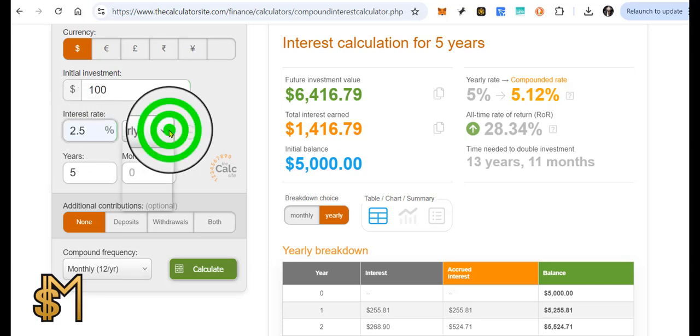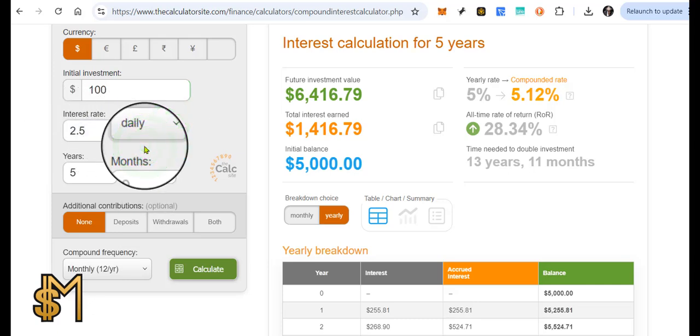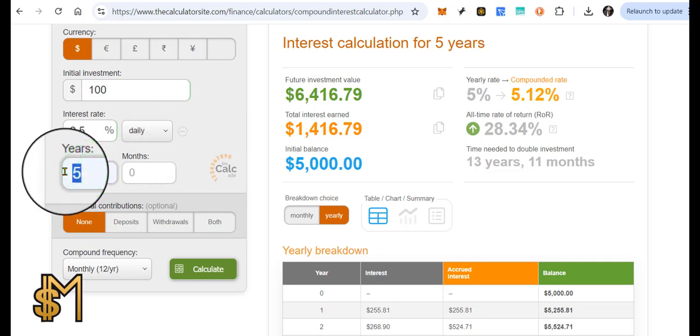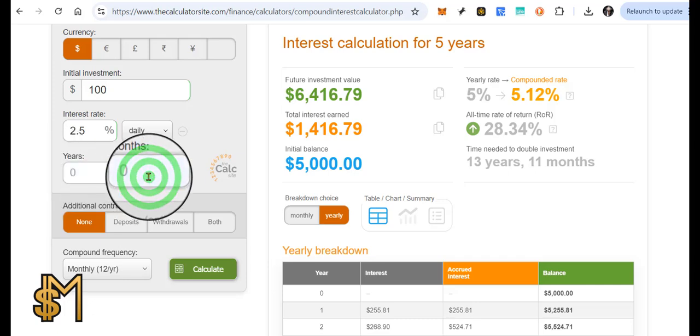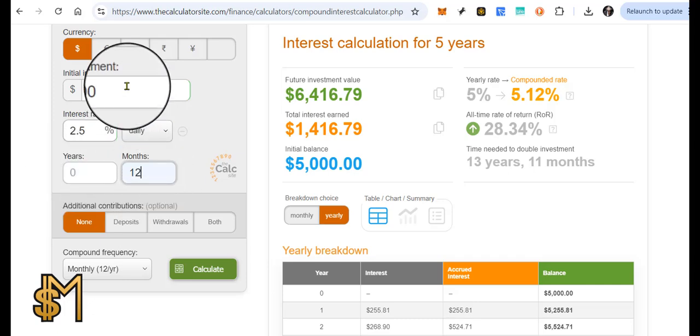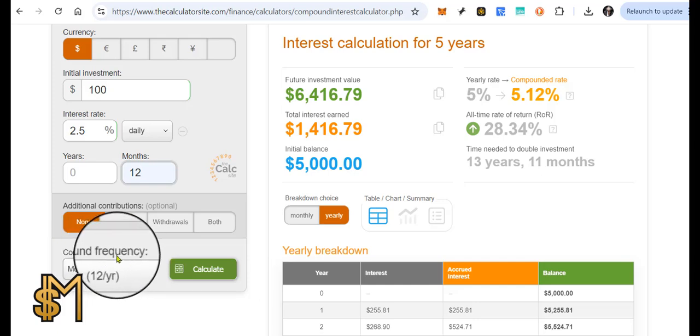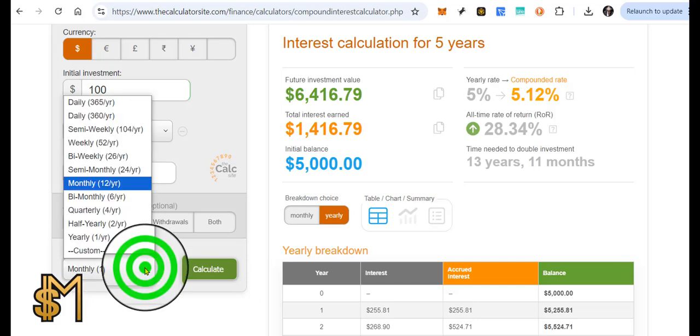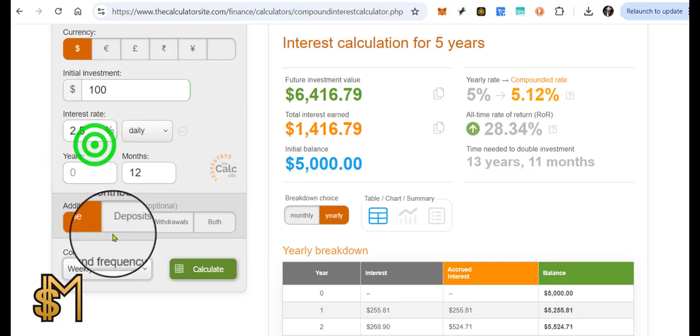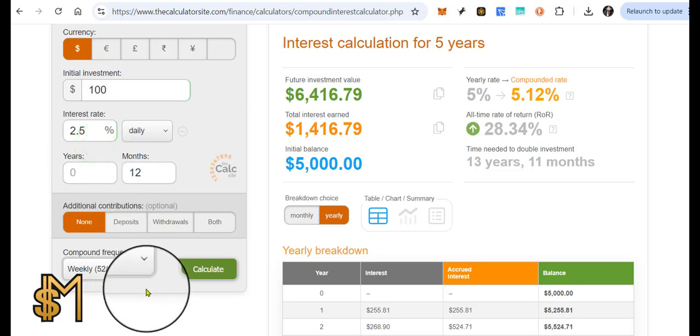2.5% daily. Now, it's a lot higher than that, but I'm just going to be real conservative just to show you. So you're going to be risking $100, and let's say you're going to risk that $100 for 12 months. Now, with the Forex market, trading days are 5 days a week. So for the compound frequency, I'm going to put weekly, which theoretically, you can compound daily, but I'm going to be very, very conservative.